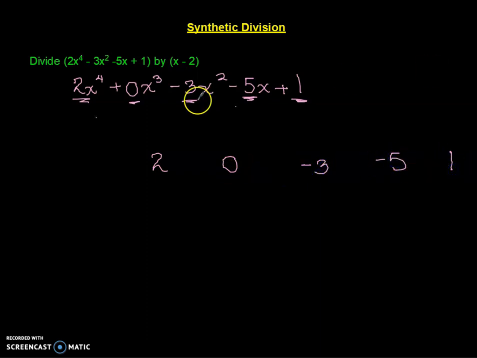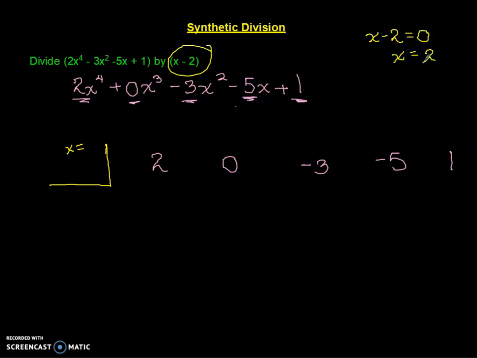So we create a box for synthetic division, and in the box will be what x equals. How do you know what x equals? You use the divisor. So if I set x minus 2 equal to 0, I know that one of the factors will be x equals 2. Well, not actual factor, but what you're dividing by. So from here, we're going to create a line. Now, something to keep in mind in synthetic division, the first step is to always bring the first number down.